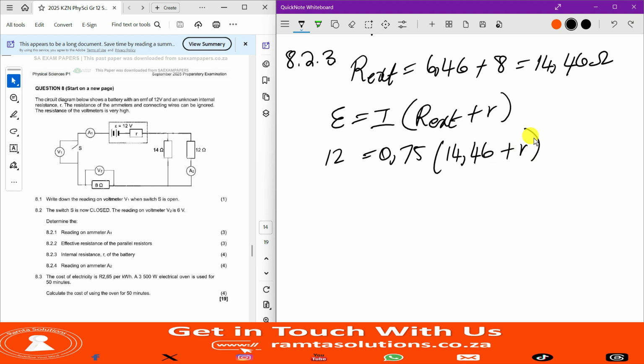Now, 12 divided by 0.75 will be 16. So 16 equals 14.46 plus r. This therefore tells us internal resistance is 1. Is it 1? Yeah, 1.54. It's 1.54 ohms. Happy? That is our internal resistance. Do you guys see this?